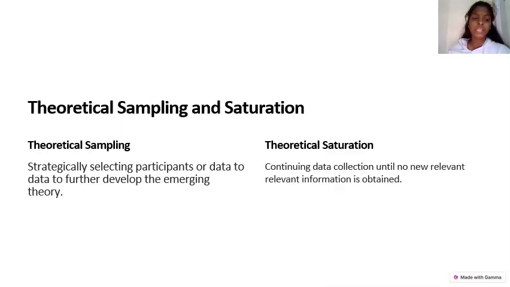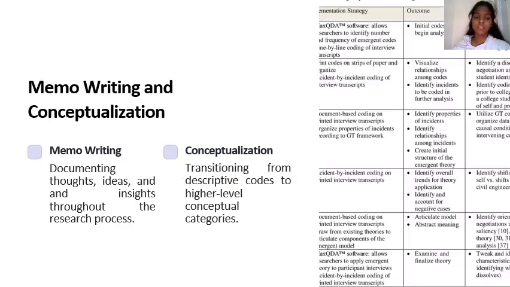Theoretical sampling and saturation. Theoretical sampling refers to strategically selecting participants or data to further develop the emerging theory. And the next is theoretical saturation, continuing data collection until no new relevant information is obtained. This is about theoretical sampling and theoretical saturation, which you can see in grounded theory.